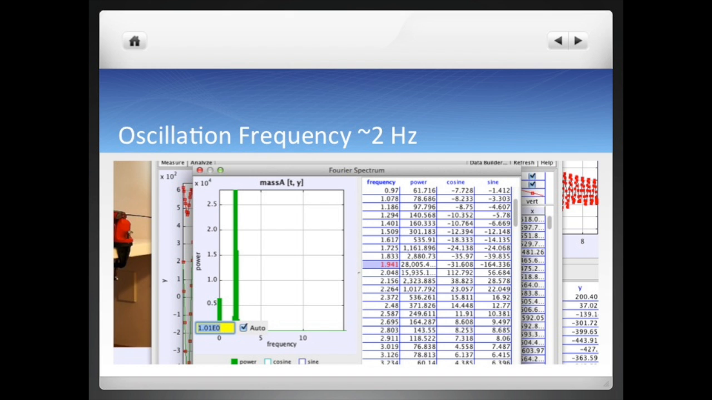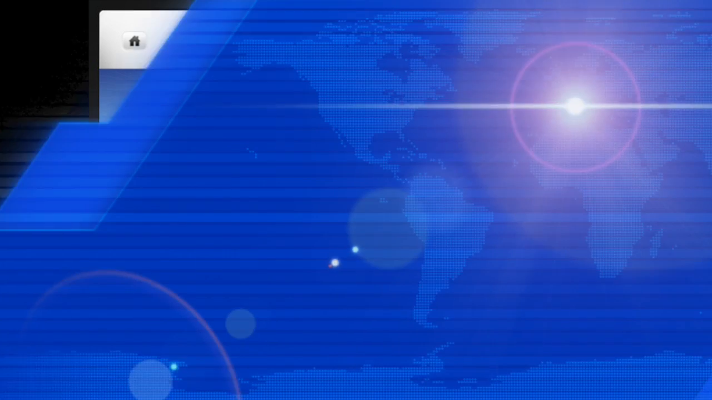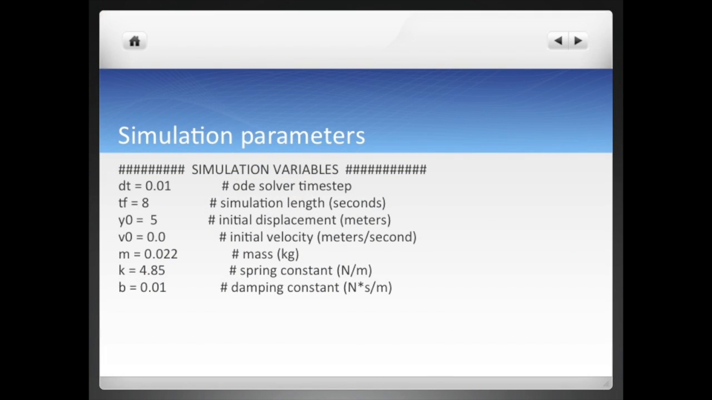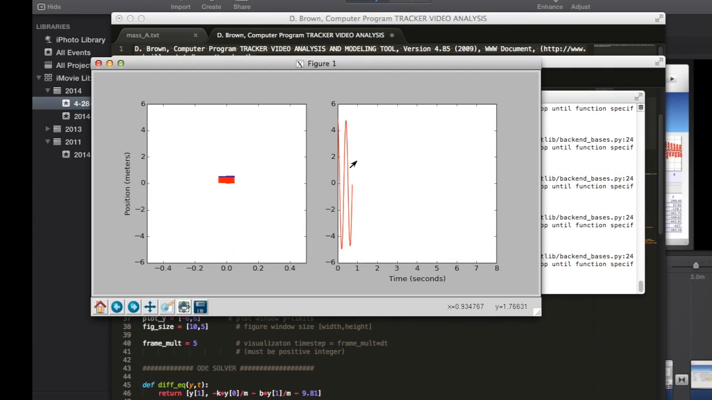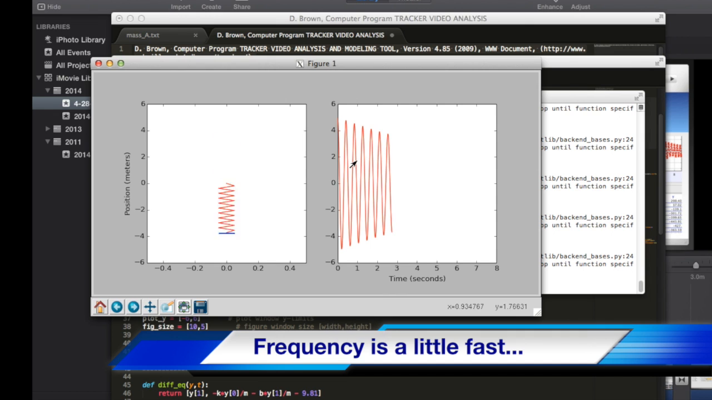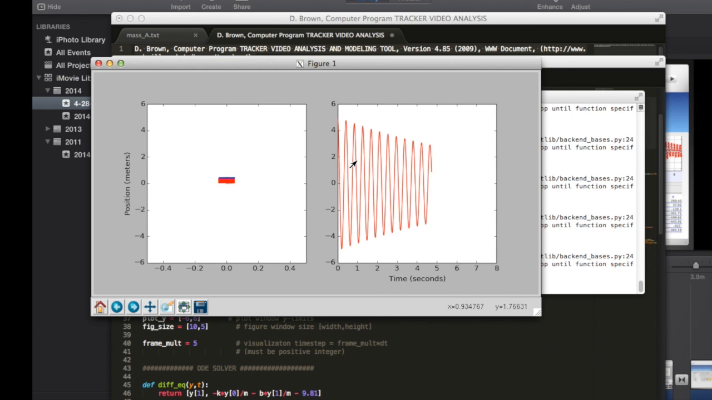Instead, we'll move on to simulation. So here are the values that I used for parameters in the simulation. I took the 4.85 spring constant from this system, plugged in the mass of 22 grams, and played around with the damping constant until I came up with a profile that looked about like what I saw in the real world. And there you go.